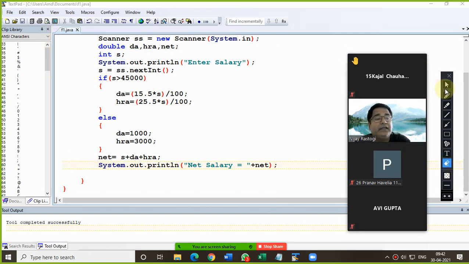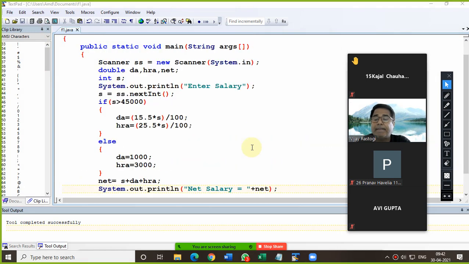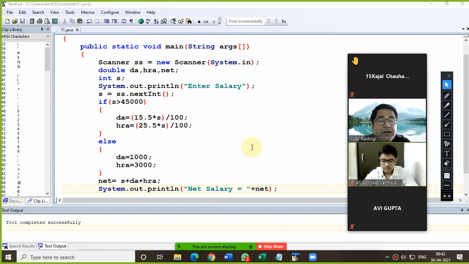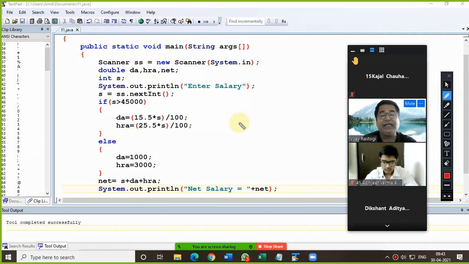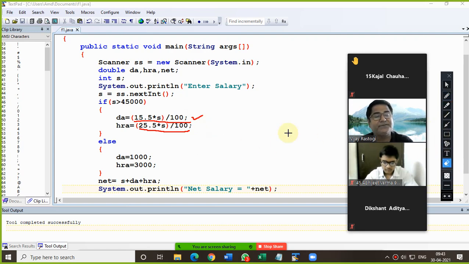Yes, sir. Abhijit Verma, any confusion? Saransh? No, sir. Yes, beta, you can ask. Avi? Sir, can you explain the formula of DA and HRA, sir? Beta, DA and HRA is given in the question. So if the salary is greater than 45,000, then DA is applicable at 15.5% and HRA is 25.5% of salary. So for that we are supposed to find like this only. Okay, this is simple mathematics.